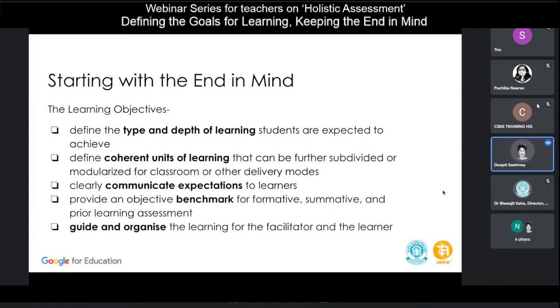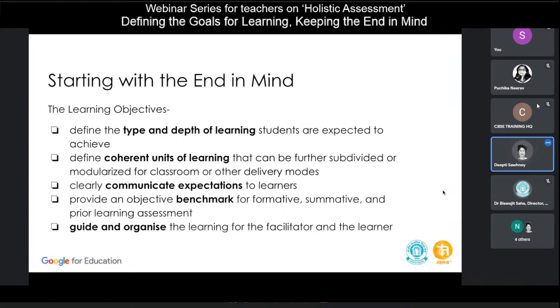You will do a small formative assessment so that the children understand, yes, we have learned. The teacher understands, yes, the children have learned, and then they move forward. So how are you putting them in coherent units of learning so that the objective you had set for this particular activity is achieved?